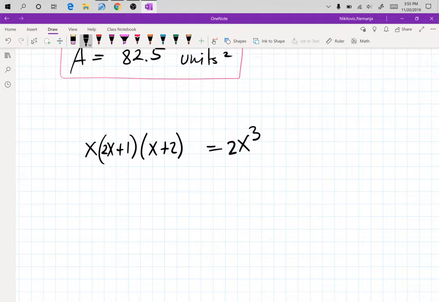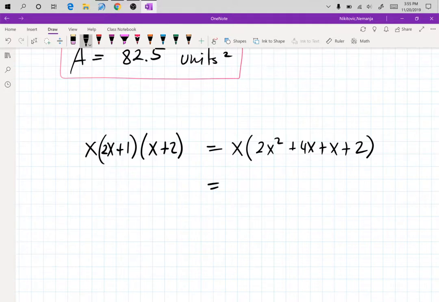Now, if you want to write all of the terms, then you have your 2x cubed. Well, let's FOIL then in this case. There will be x times, we have 2x squared plus 4x plus x plus 2, which gives me 2x cubed plus 5x squared plus 2x. So now you see that when I FOIL the whole thing, I have that 2x cubed as the highest exponent, and the rest are lower exponents, and we don't care about them.